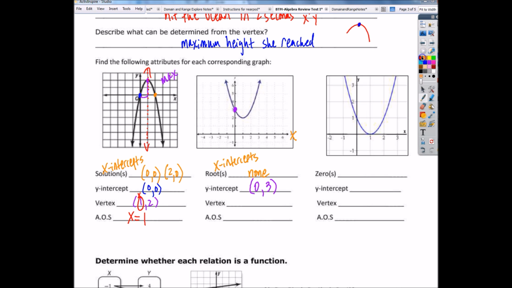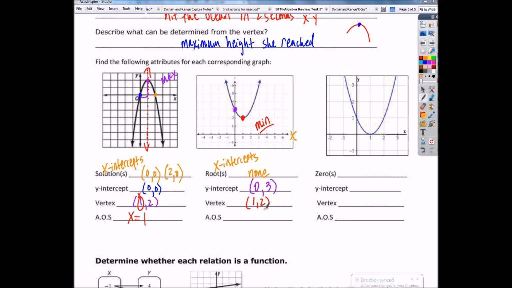Now, if we're looking at the vertex here, it's right here. It's always the point in the middle. And I like to just tell myself, hey, that's a minimum because it's the lowest point. And in this case, go over 1, up 2. Same vertex here as the last one. It's just a different graph.